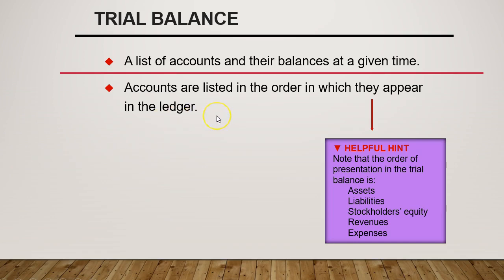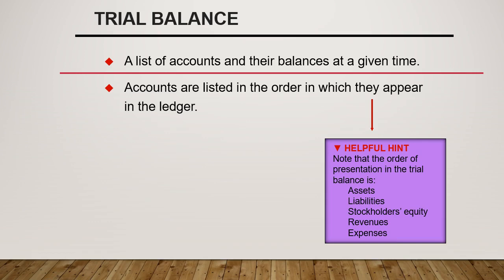On your trial balance, you're going to list all of your account titles in a certain order. You'll first list all of your asset accounts, followed by your liabilities. Next up, you have your stockholders' equity accounts, followed by your revenues. And last, you're going to list all of your expense accounts. So you first list all of your account titles in this order on the actual trial balance.